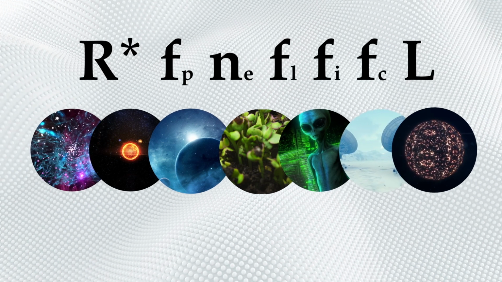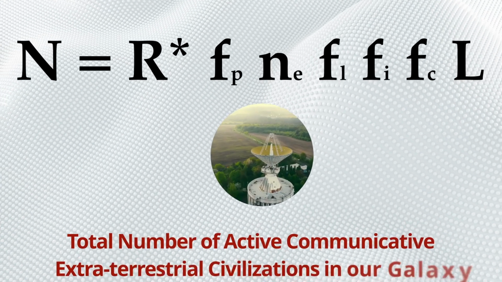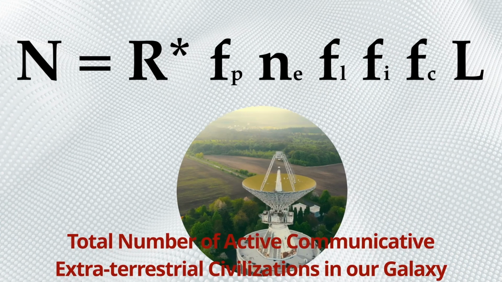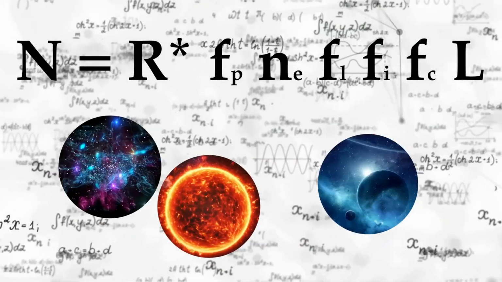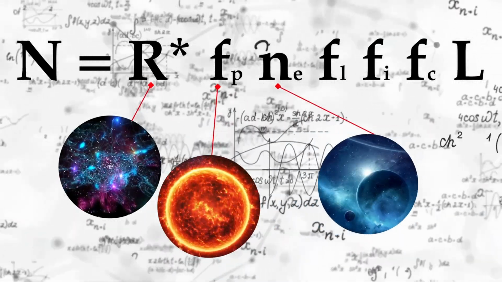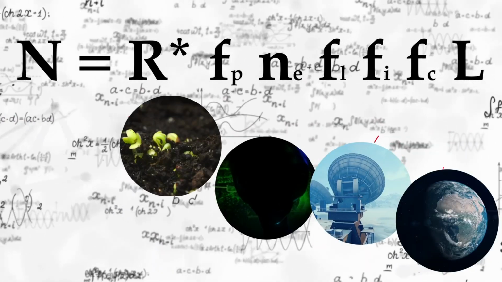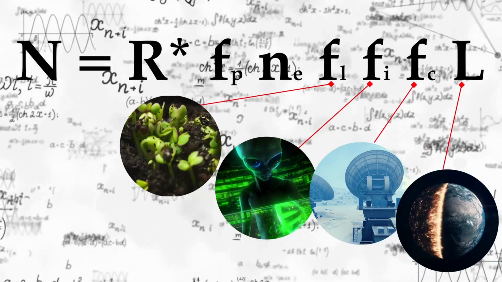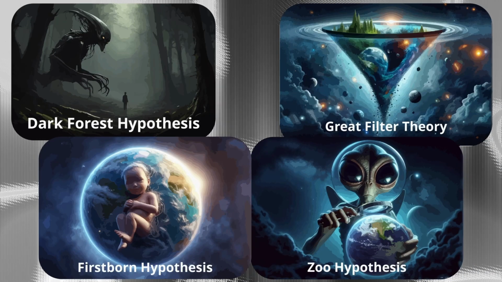When we multiply all of these factors, we are supposed to get the total number of active, communicative extraterrestrial civilizations in our galaxy. Now, the interesting fact is that we can only correctly estimate, to some extent, the first three terms of the equation using our current knowledge and technology. The rest of the four terms are highly speculative in nature, and the quest to estimate them has given rise to numerous speculative theories, assumptions, and paradoxes.